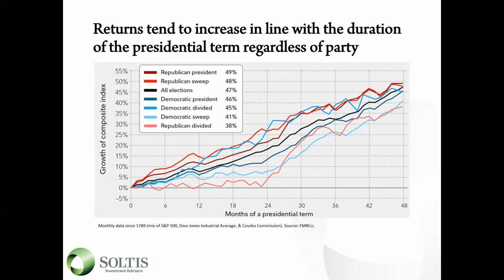To further illustrate this point, let's look at this chart. The x-axis shows the months of a presidential term, and the y-axis shows the growth of a composite index. Each line represents a different makeup of the government, ranging from one-party sweeps to mixed compositions. We can see that the longer a president has been in office, the more likely returns are to increase as well. This holds true for all scenarios, including Republican and Democratic sweeps, as well as both mixed compositions of the government between Republicans and Democrats.